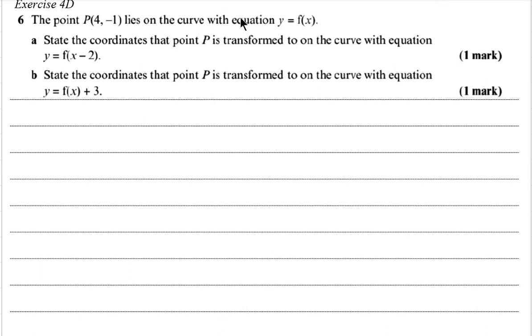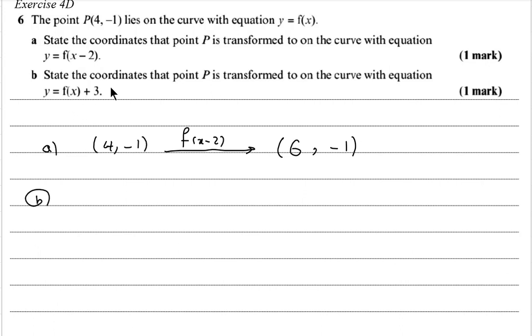The point P, 4 and negative 1, lies on the curve with equation y equals f of x. State the coordinates that point P is transformed to on the curve with equation y equals f of x minus 2. Very good. So we have here an old point which is 4 and negative 1, and we want to make the following transformation: f of x minus 2. In this case, we have a horizontal translation parallel to the x-axis, and we will move the x coordinate here 2 points to the right. So the new point should be 6, and the y coordinate will not change.